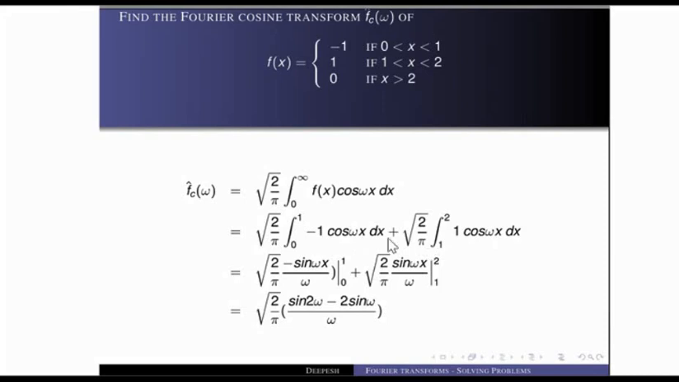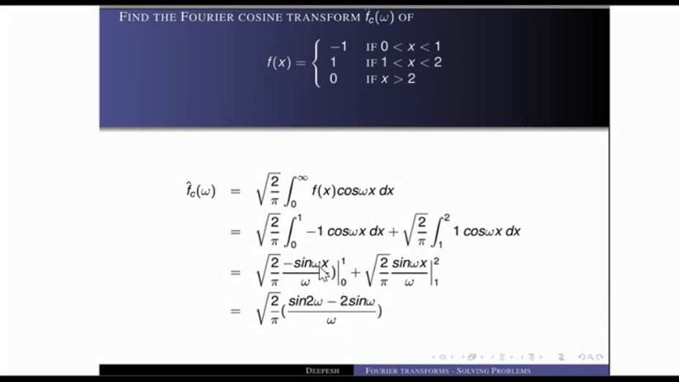Now it's just a matter of integrating and evaluating at the limits. So minus 1 into cos omega x, the integral will be sin omega x by omega, evaluated from 0 to 1. And here the integral limits are 1 and 2. So the integral of cos omega x is sin omega x by omega, evaluated from 1 to 2. Substitute it and evaluate it. I have simplified the answer and written it here.